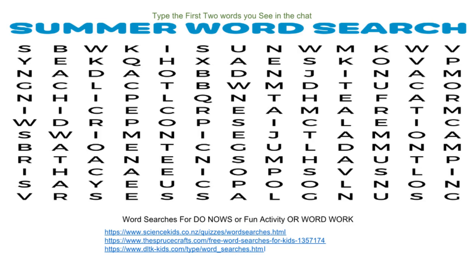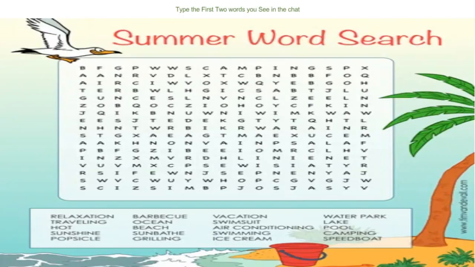And at the bottom, these are just different places you can go to find a word search. Your word searches can go for a do now, or it could be a fun activity, or it could be word work. It's up to you. This one is a summer word search, and the only thing different is it has a word bank. And again, you see at the top, type the first two words you see in the chat.